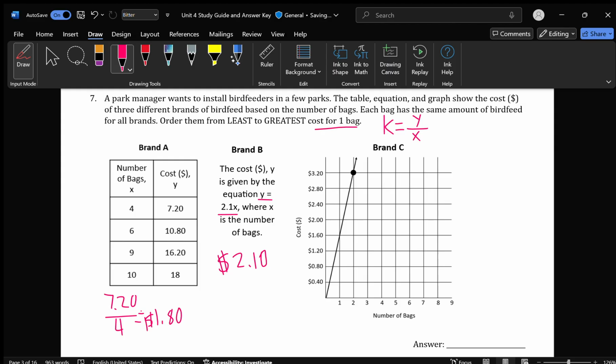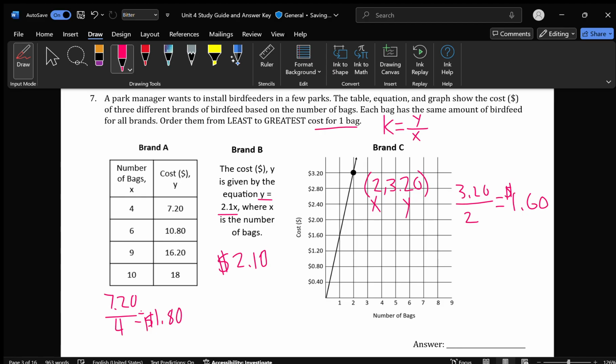Our point, they've given our point. Our 2 is our x, and our y is 3.20. Alright, I'm going to use my calculator. Make sure you have your decimals open. 3.2 divided by 2, which is, oh, I should have written this down. That's our x or y. We do 3.20 divided by 2 equals 1.60.